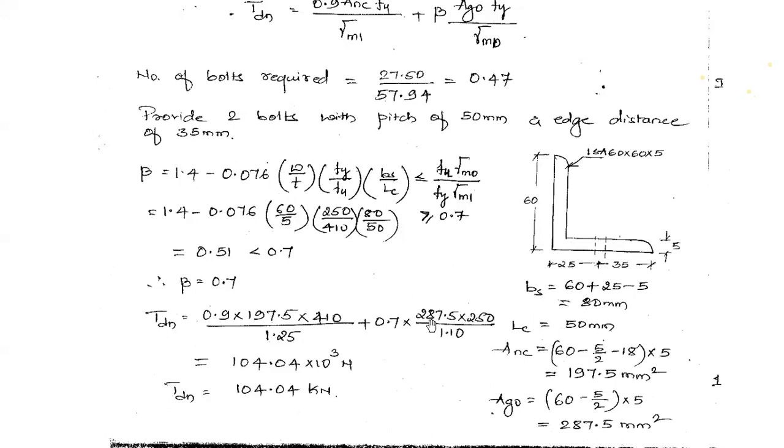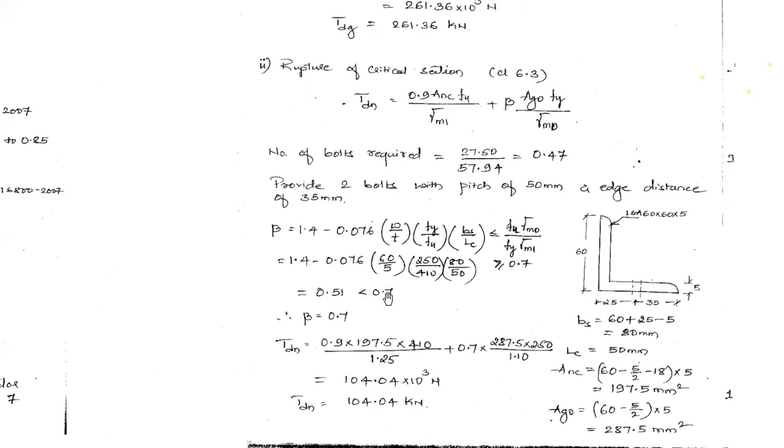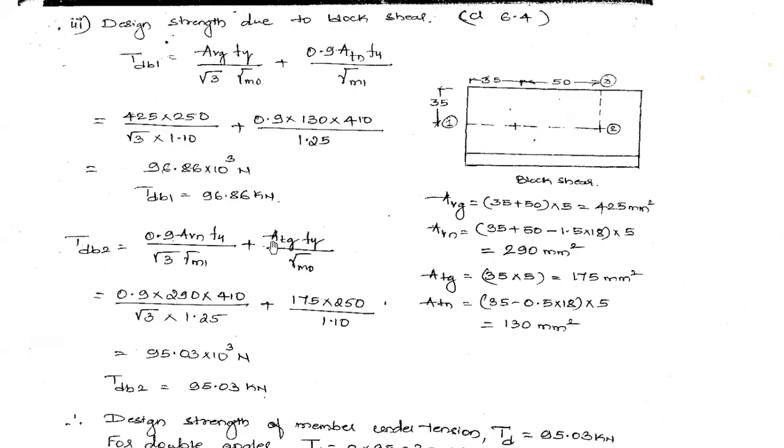So this will be Ag naught into Fi upon gamma m naught. Altogether TDN is 104.04 kilonewton. This is the second strength in tension, considering the criterion of rupture at critical section. And one more thing you have to do is calculate the strength based on block shear.